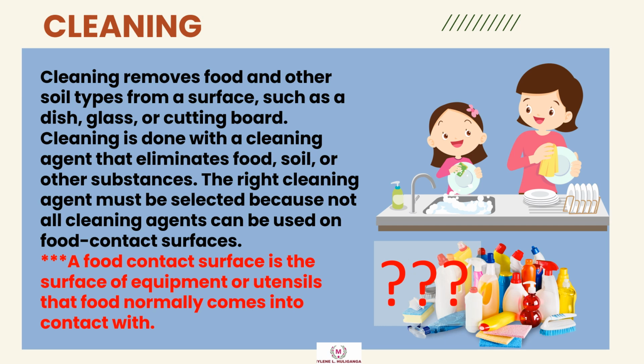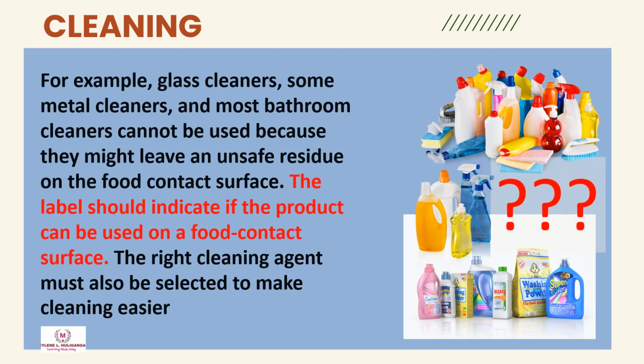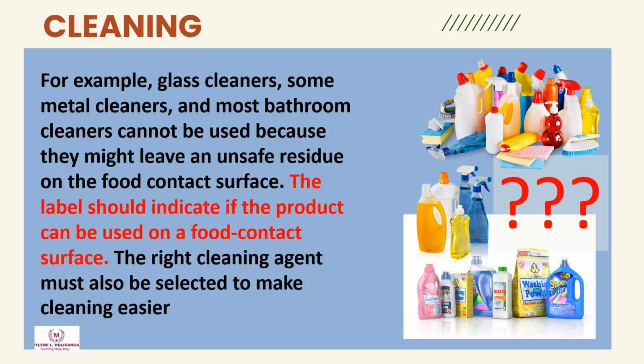The right cleaning agent must be selected because not all cleaning agents can be used on food contact surfaces. A food contact surface is the surface of equipment or utensils that food normally comes into contact with. For example, glass cleaners, some metal cleaners, and most bathroom cleaners cannot be used because they might leave an unsafe residue on the food contact surface. The label should indicate if the product can be used on a food contact surface. The right cleaning agent must also be selected to make cleaning easier.